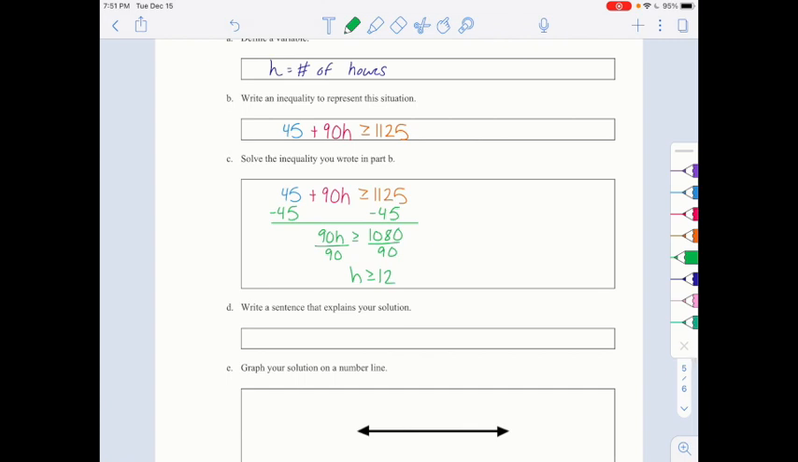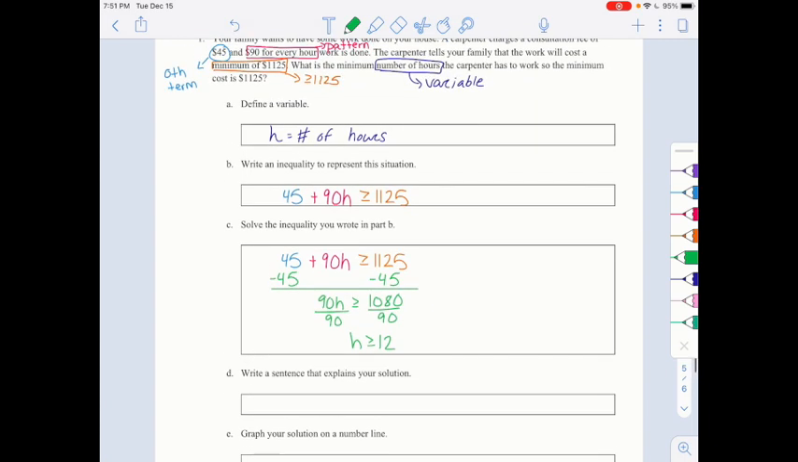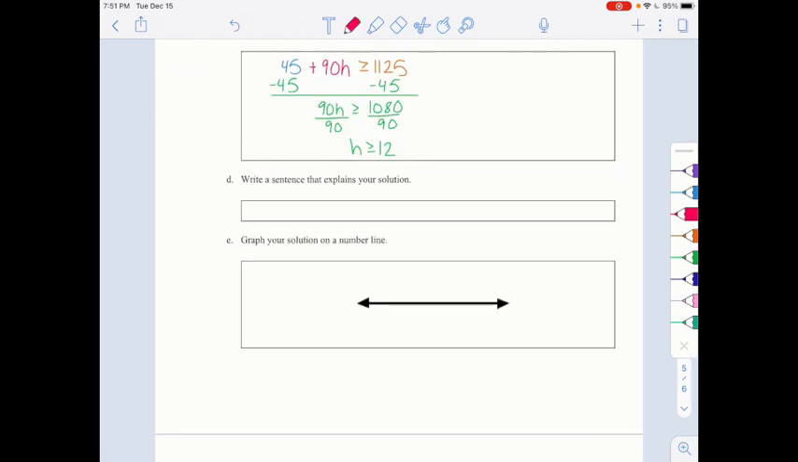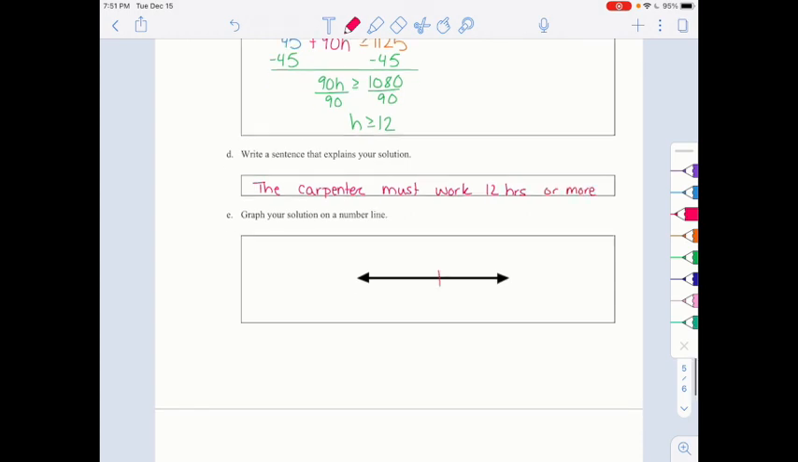So it says write a sentence that explains your solution. So answer the question, what is the minimum number of hours the carpenter has to work? The carpenter has to work a minimum of 12 hours. Or you can say 12 hours or more. And since we're talking about time, I don't have to worry about anything fancy on my number line. Closed circle, arrow to the right.